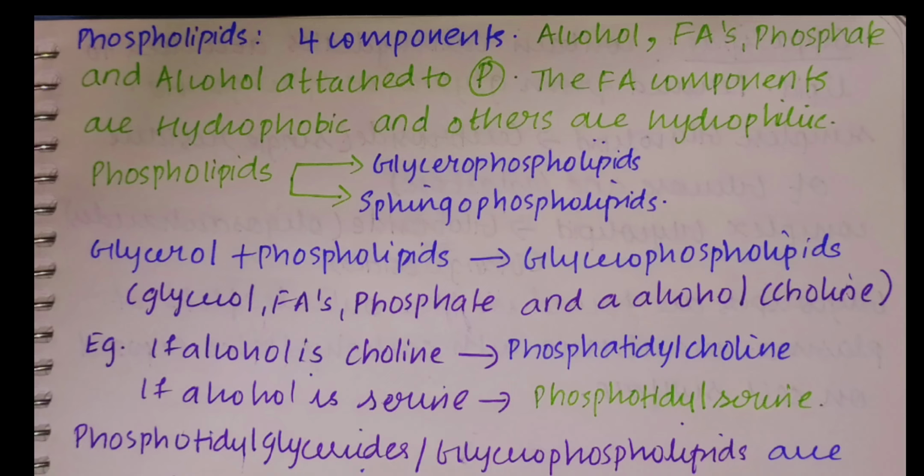Now, phospholipids which are derived from glycerol, that is glycerol plus phospholipid, are glycerophospholipids, which are also known as phosphatidylglycerides. Now, what does this have? This has a glycerol, fatty acids, phosphate, and one alcohol attached to this phosphate. Okay, for example, choline. So let's take an example. If the alcohol is choline, it is phosphatidylcholine. If the alcohol is serine, this is phosphatidylserine. The most commonly found phospholipid in the plasma membrane is the phosphatidylglyceride. Yes, that is the glycerophospholipids.